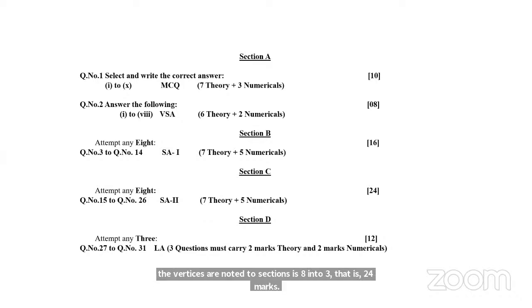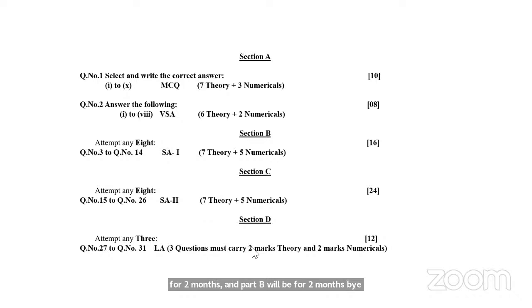In section D, you will be given 5 questions. These are long answer type questions, each of 4 marks, out of which you will have to attempt any 3. Here you should remember that in section D, each question will consist of 2 parts, part A and part B. So each question from this section D, which is of 4 marks, will be divided into 2 parts. Part A will be for 2 marks and part B will be for 2 marks.